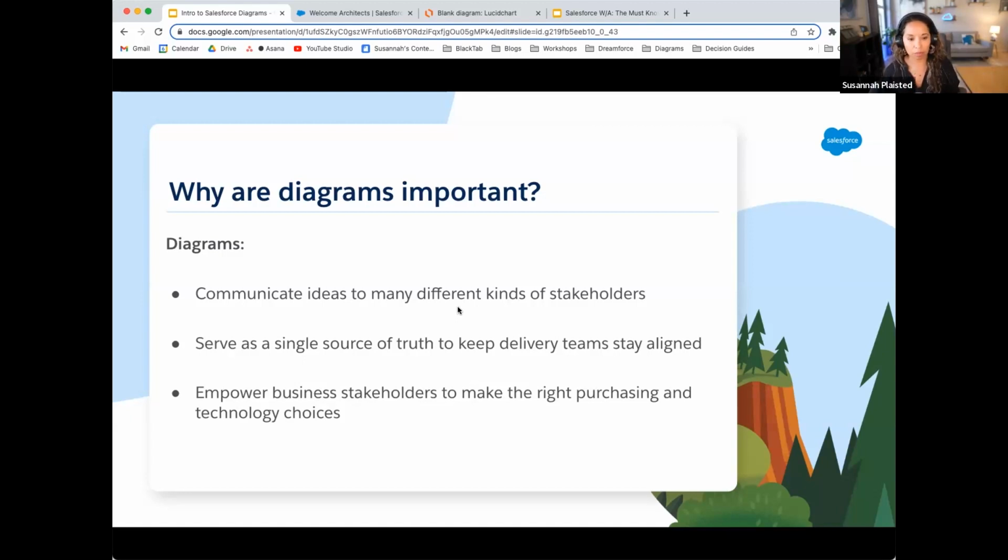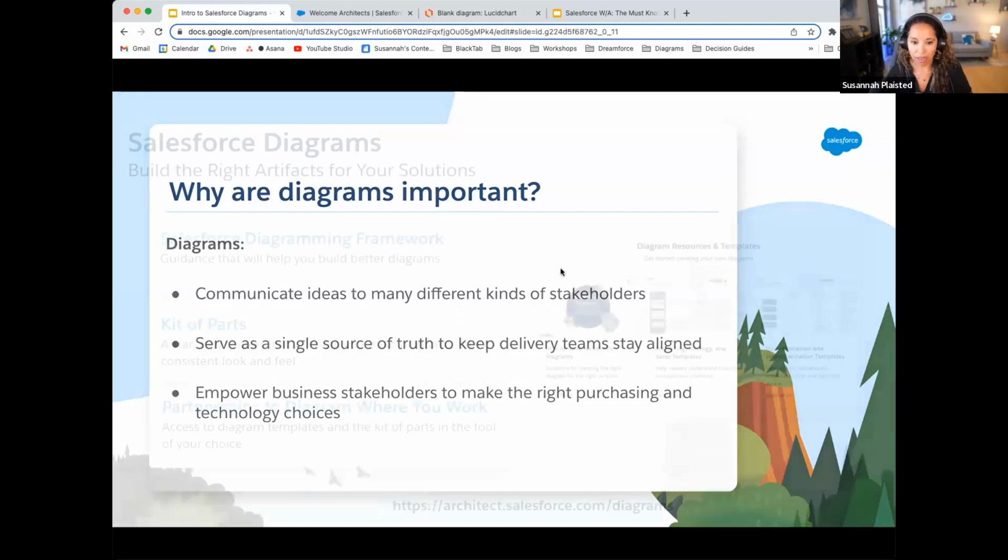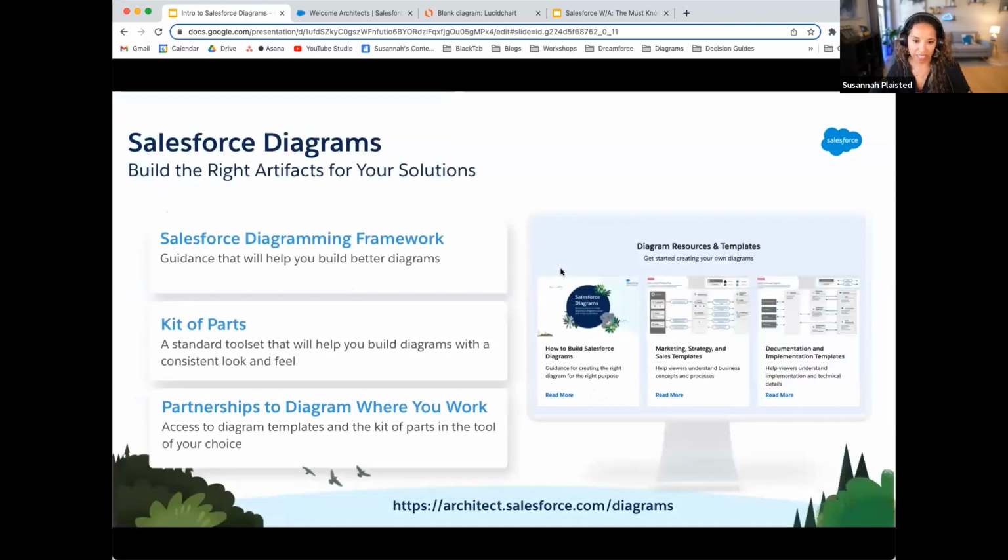That we're buying the right type of technology to support the business capabilities that we want to leverage. So for Salesforce diagrams, what we created, there's really three main things that are a part of Salesforce diagrams. The first is the diagramming framework that we're going to cover a little bit, but I'll direct you to where you can dive in even deeper. This is really just guidance that's going to help you build the right diagram for the right audience.